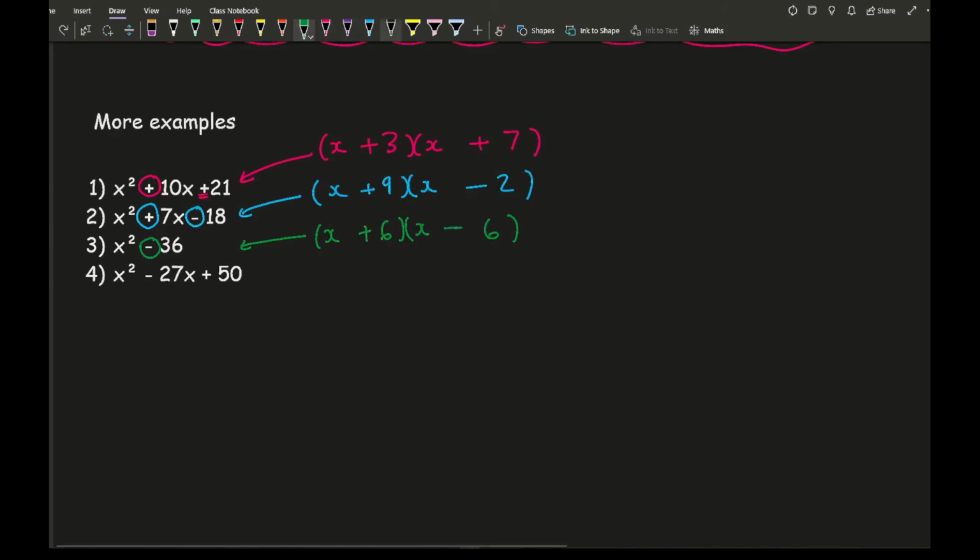And then finally, with question 4, I'm looking for two numbers that multiply together to give me 50, but added together or with a difference of 27. So here I'm looking at 25 and 2. Again, this symbol here means that the bigger of the two numbers is going to be negative, and this symbol here, as it's a positive, means they're both going to be the same, so that's going to be a minus, and there is my final answer.